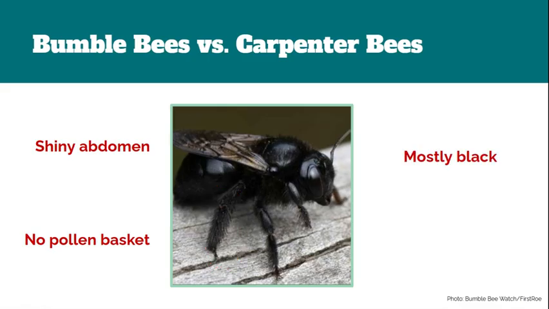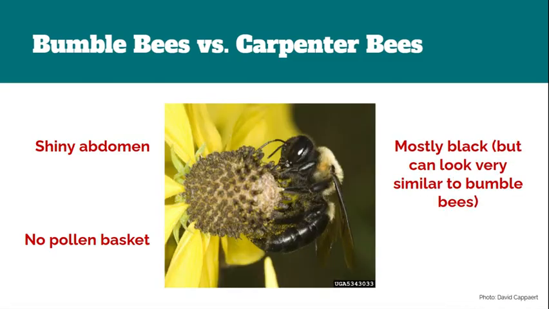Across the West, many carpenter bee species are predominantly black. We don't have any bumblebee species that are all black like this. But again, we need to be careful. Some carpenter bees, like this one, do have yellow on the thorax and on T1, making them look really similar to species like the brown-belted bumblebee, the two-spot bumblebee, or the common eastern bumblebee. In this case, remember to look for the shiny abdomen and the lack of a pollen basket.